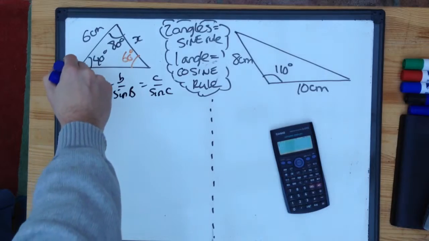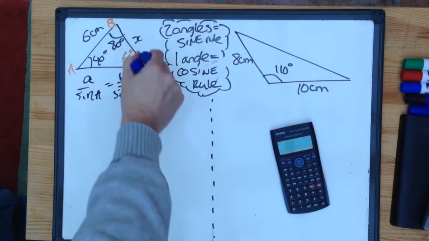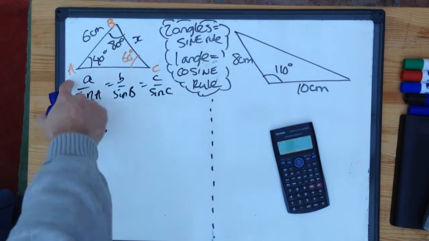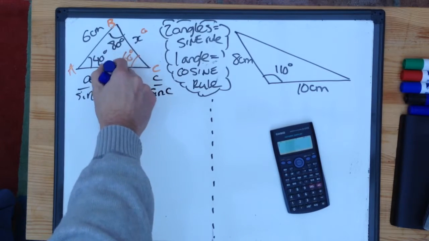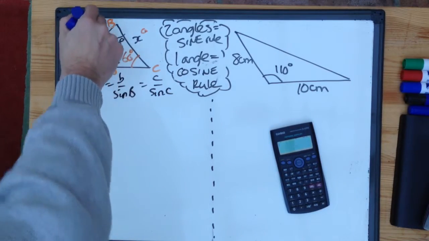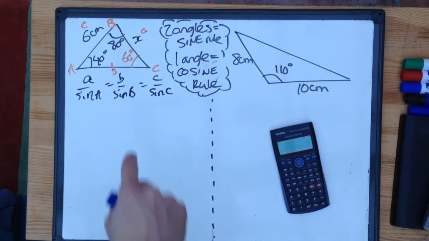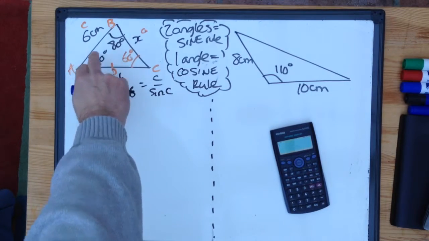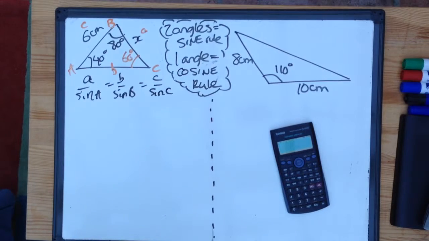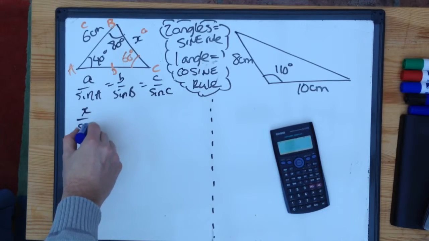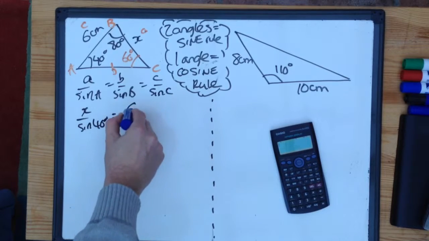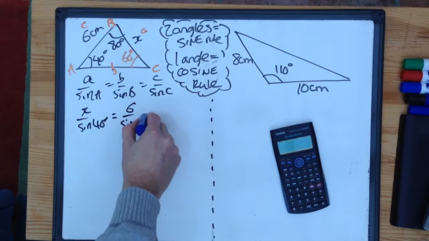Labelling our sides here, we can do it fairly randomly, it doesn't make any difference, A, B and C. Little a is opposite big A, little b is opposite big B, little c is opposite big C. And looking at what we've got, I've got A, sine A, C, sine C, so it's the second two bits of the formula. Swapping the numbers in, we get x over sine 40 is equal to 6 over sine 60.